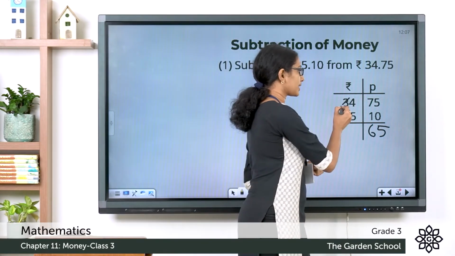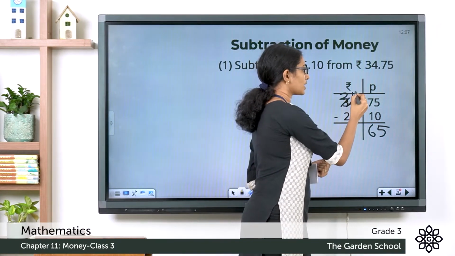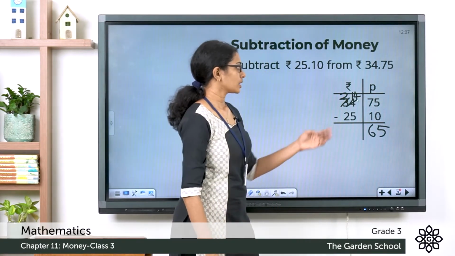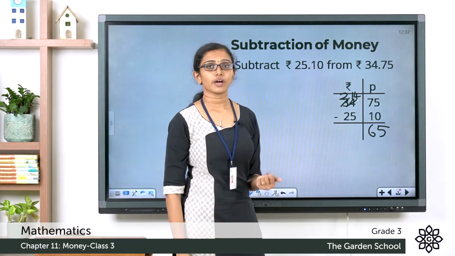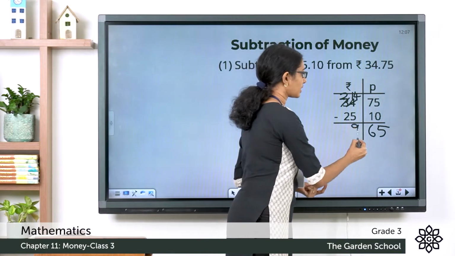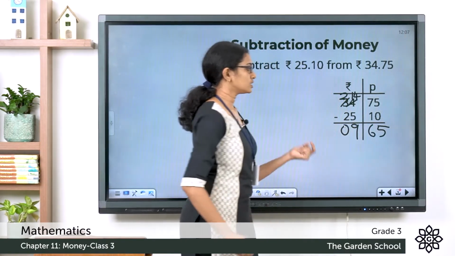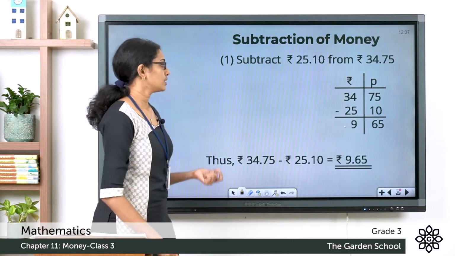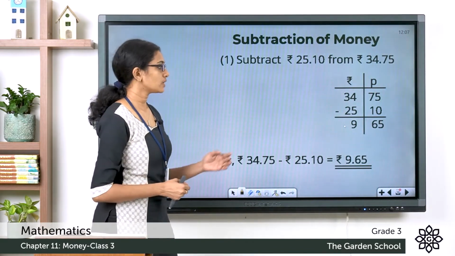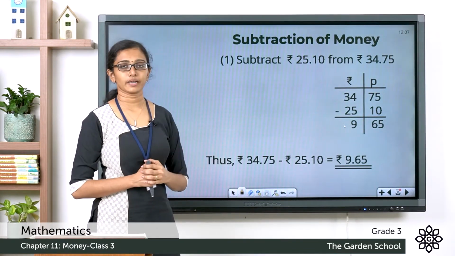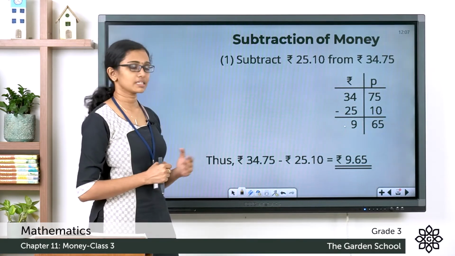So we are borrowing from the next place. So this becomes 2 and this becomes 14. Now here 14 minus 5, which is equal to 9, and here it is 2 minus 2, 0. So what is the difference? The difference is an amount of 9 rupee 65 paise. So I hope this question is clear to you.